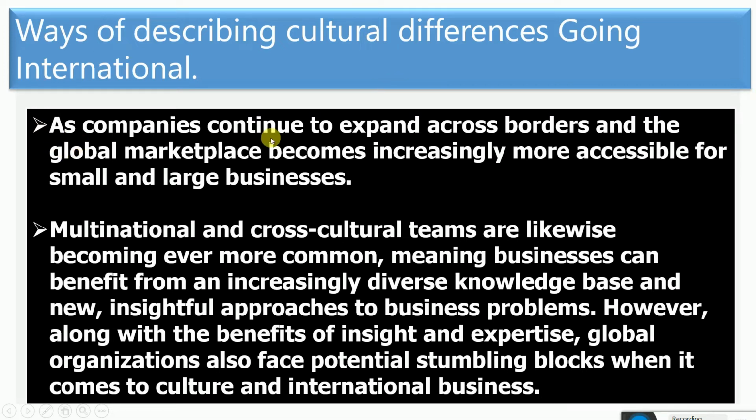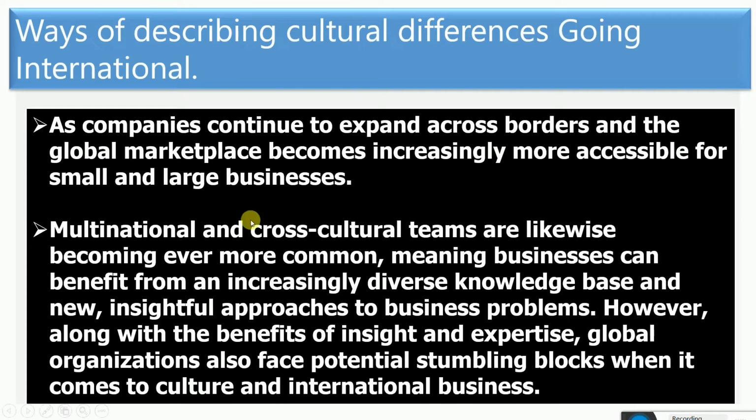As companies continue to expand across borders, the global marketplace becomes increasingly accessible for small and large businesses. The marketplace has two types of companies, small and large. Look at the example of Tata, which is a large business. A small company might start with a capital of around 1 lakh rupees.